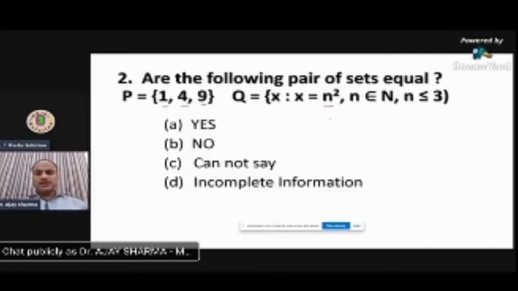Now guys, let me clear what we mean by equal sets. There are two conditions. First, the cardinal number, meaning the number of elements in both the sets, should be the same. Second, they should have the same elements. Then only we call the two sets equal. This is the condition for equality of two sets. So here we see that set P and set Q both have the same elements and the same number of elements. That's why we can say option A is correct.